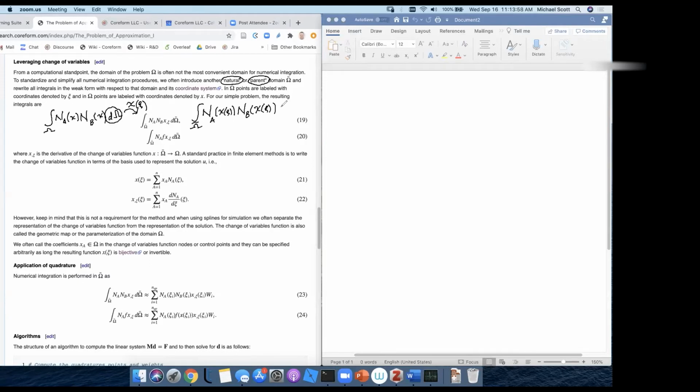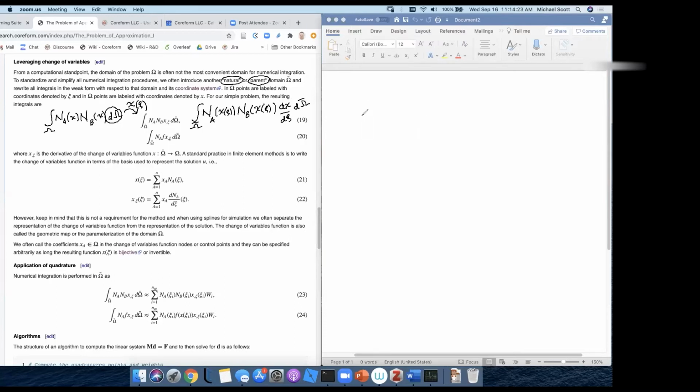And the way we do that is we introduce what's called a Jacobian, which measures the scaling of area or volume between the different domains of integration. In 1D, the Jacobian is nothing more than dx dxc. Then we go d omega bar.